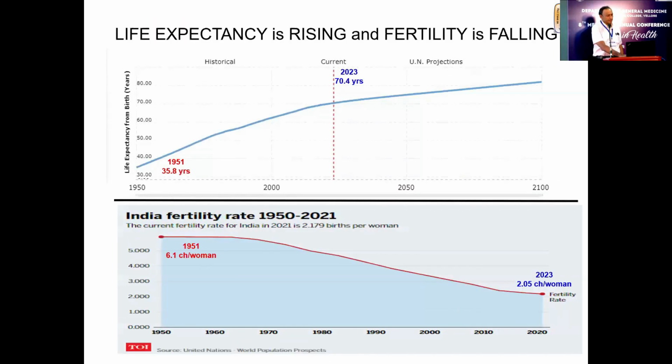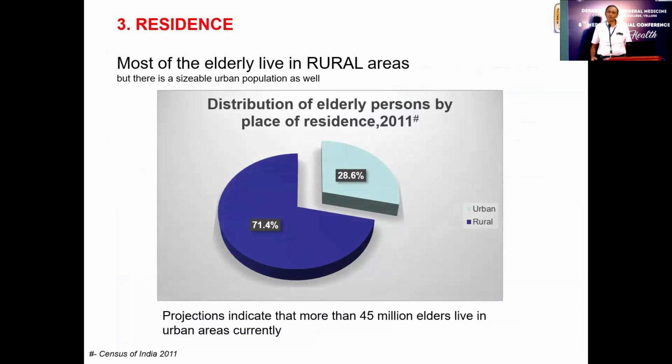Okay, so moving on. Now, most of the elderly live in rural areas, just as the population is. Now, this is a figure from our 2011 census. We don't have a census after that, like we all know. But the figures now are somewhat similar. About 30% of our population now is urban. Even in the elders, if you think of about 150 million elders, we are talking about almost 1/3, slightly less than 1/3 being urban residents.